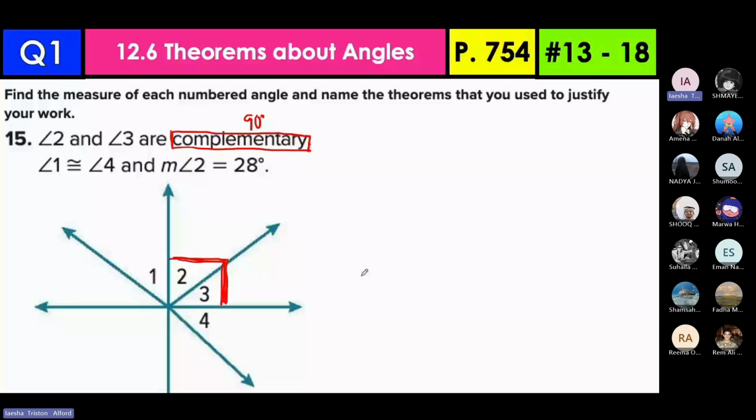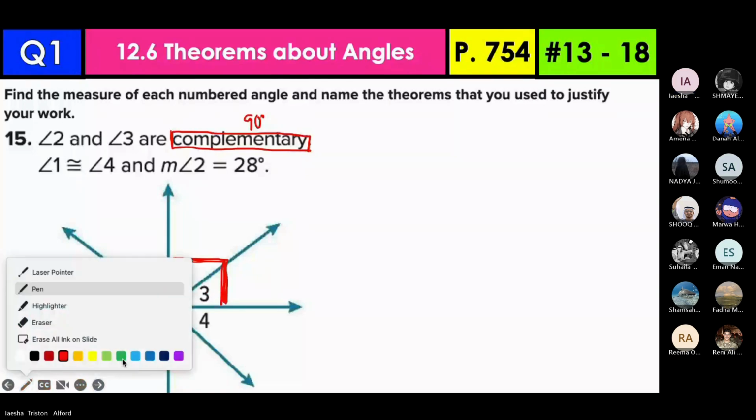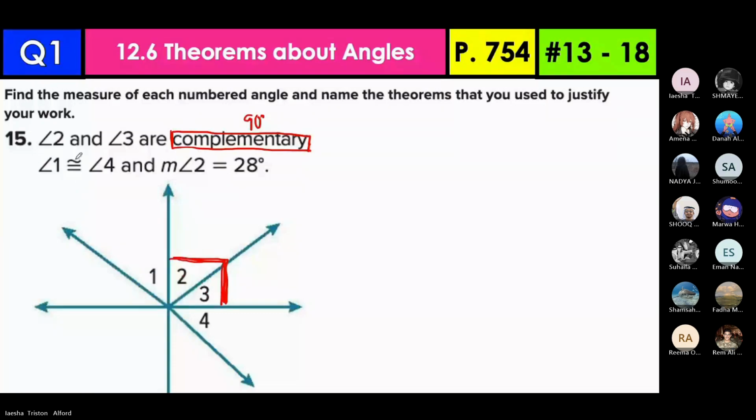This one is 90. Then it says angle 1 is, what symbol is this? Congruent to angle 4. What is the meaning of congruent? Same measure? Equal, right? Do we have a number here for this? No. So we can put X. And for the measure of angle 4, we can also put X, right?